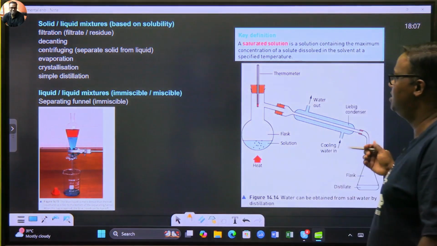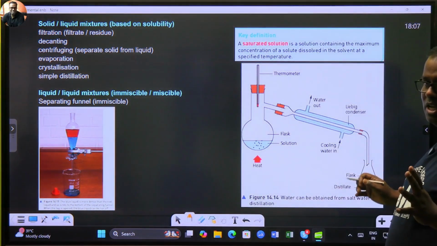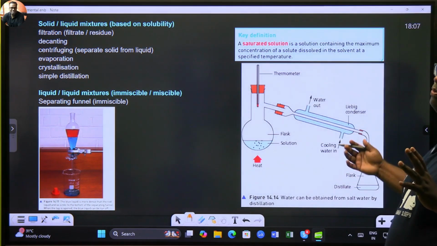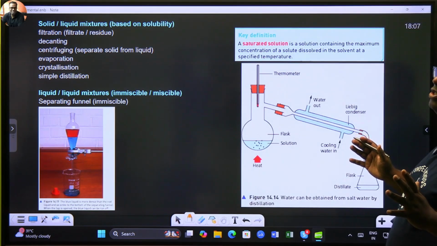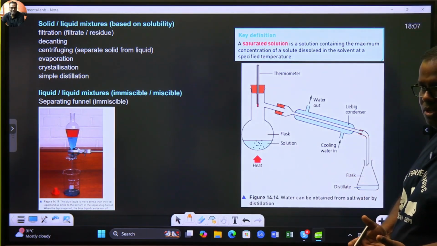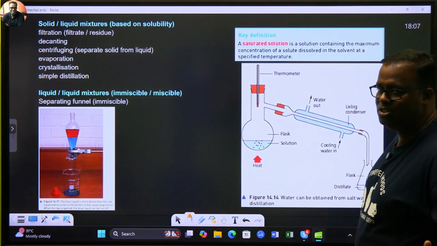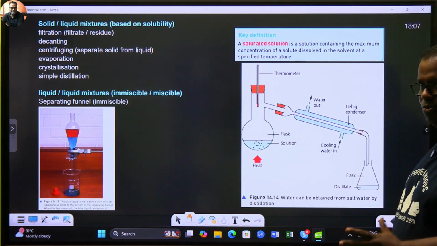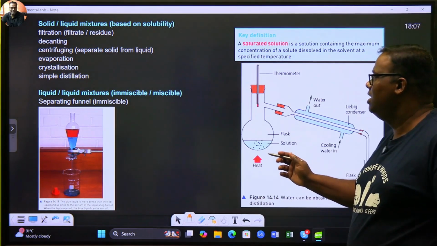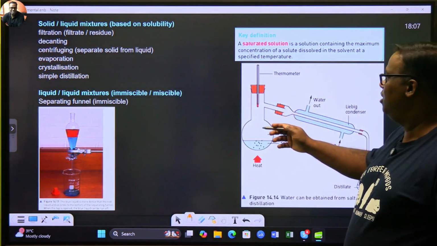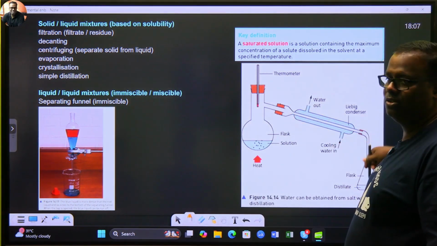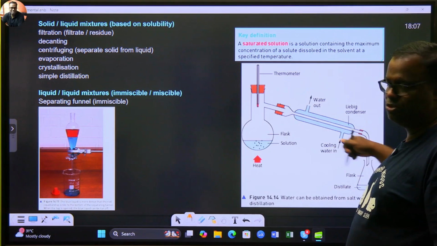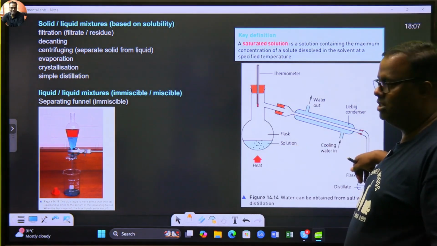Simple distillation is this process. This is like evaporation, where I'm more interested in the residue. Distillation is when I'm interested in the water. Salt and water, I'm interested in water. So what do I do? I start heating it, and all the water that evaporates goes through a condenser and is collected on the other side. So this is known as distillation. Salt will remain on this side, water will come on this side.